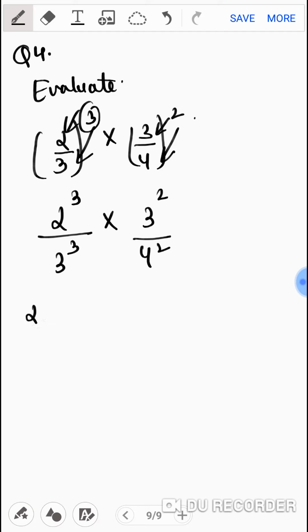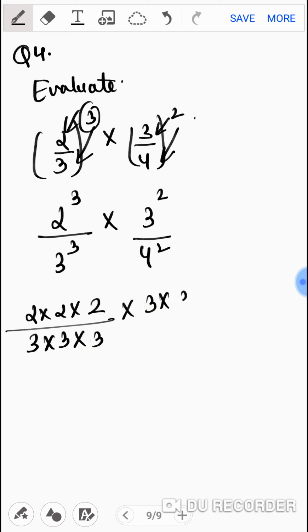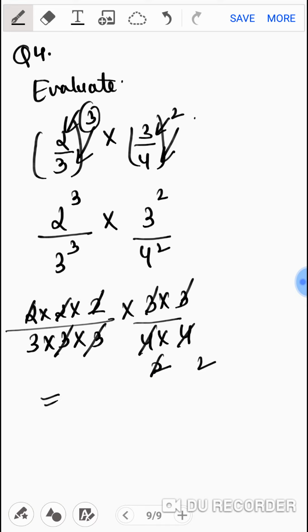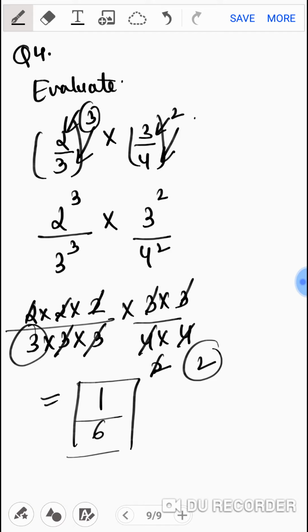And now you have to multiply 2 for 3 times. Down you have to multiply 3 for 3 times. And here 3 for 2 times and 4 for 2 times. Now you can eliminate this. You can reduce this. And let's see what answer we are getting. It is 1 upon 3 and 2, that is 6. Got the point clear?